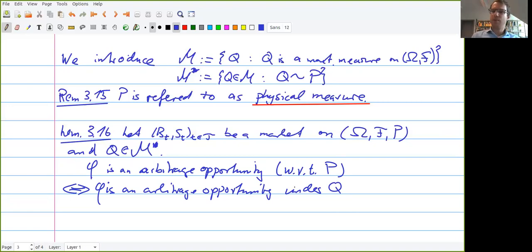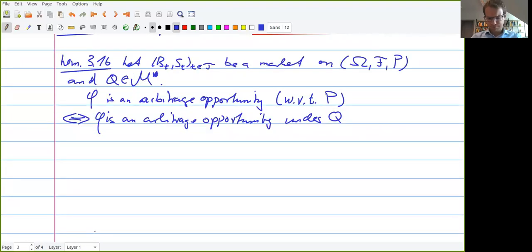So the notion of no arbitrage is actually stable under equivalent measures. I think this will become rather clear if we look at the proof of this lemma. Let's do the proof. So let us recall what equivalent measures are.